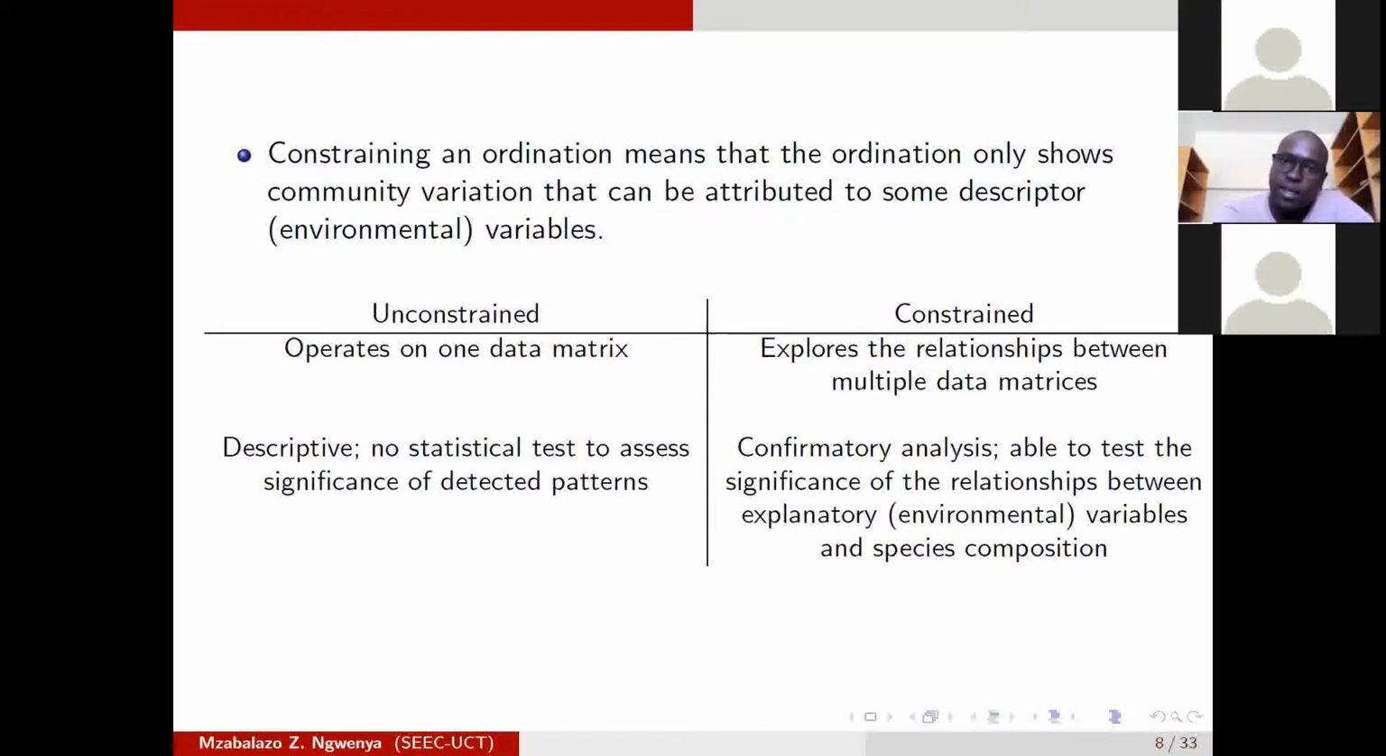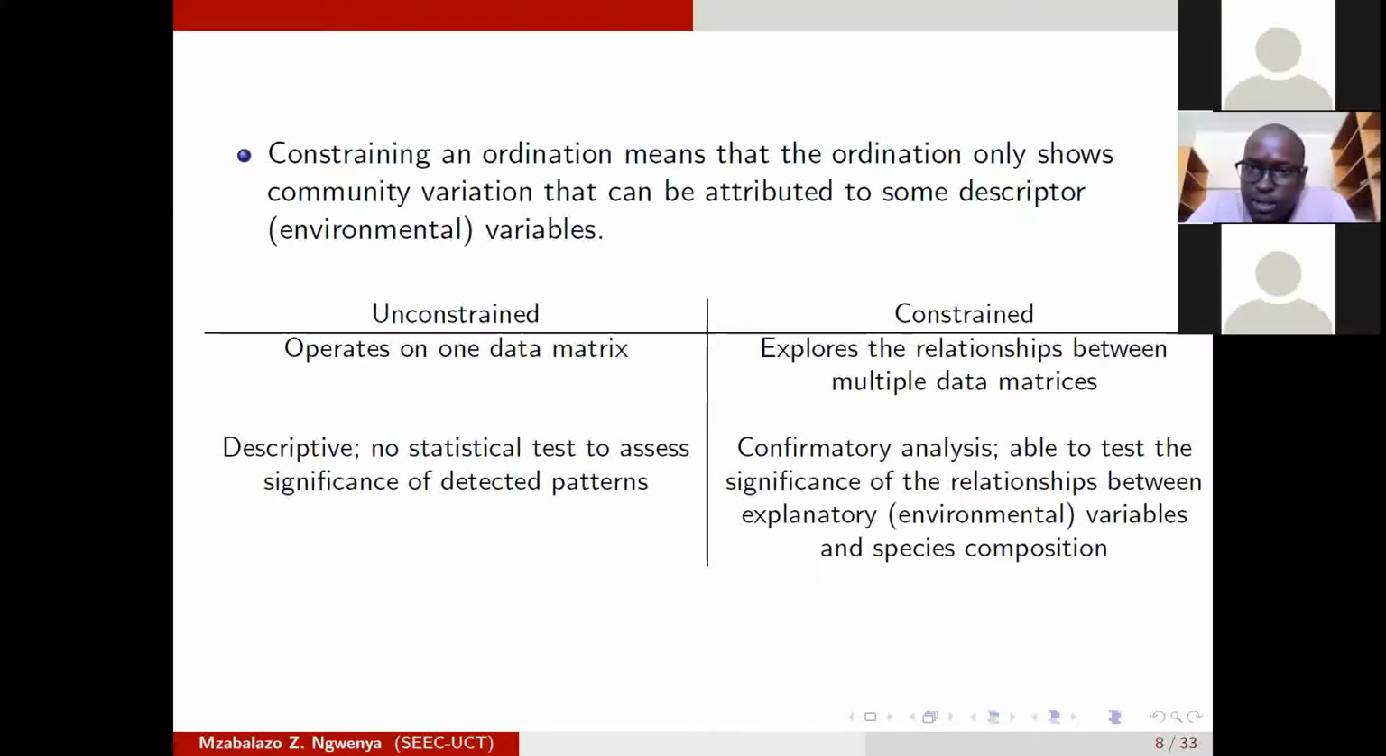So obviously this means that in the unconstrained setting, we are just trying to find directions of maximum variation, but those directions do not necessarily correspond to any environmental variable. So we can think of them as being synthetic environmental gradients. Okay. So let's just conclude there that in unconstrained ordination, we've got one data matrix, and the method is descriptive, and we have no statistical tests to assess the significance of any patterns that are detected.